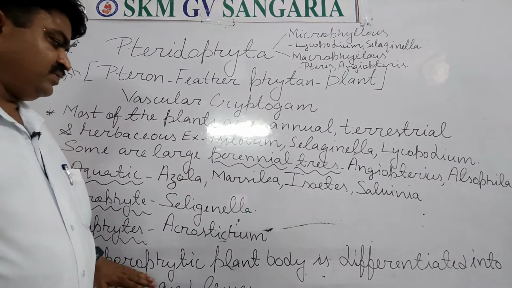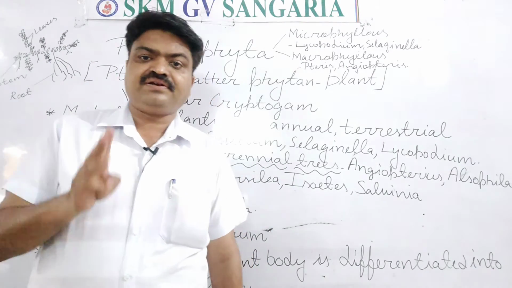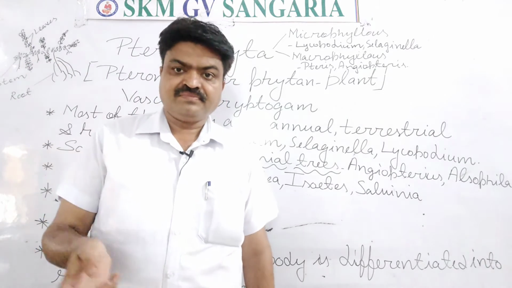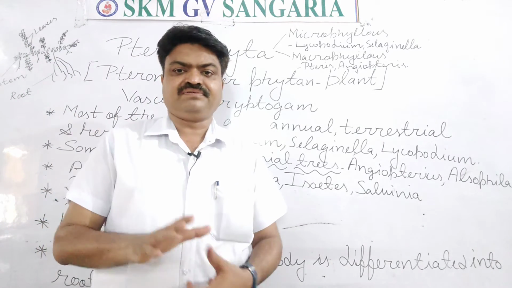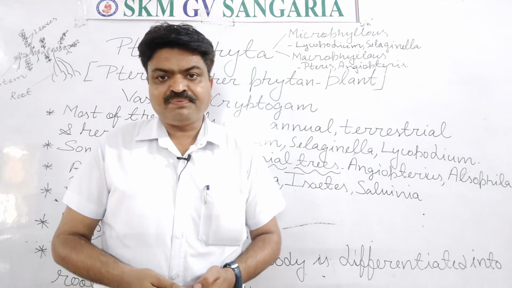Now we come to the differentiation, means their body is differentiated into all the three main parts of the plant: root, stem and leaves. Their body can be differentiated. Now we come to the reproduction.